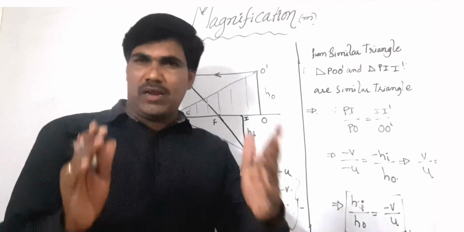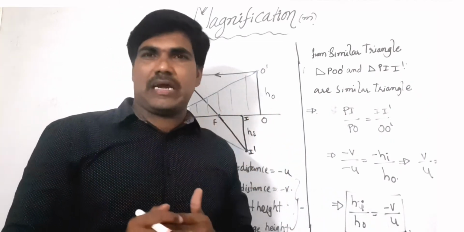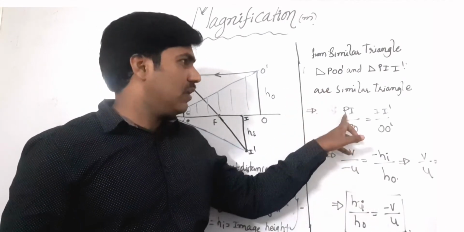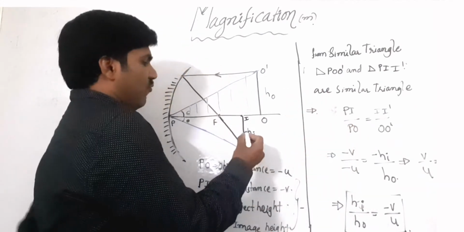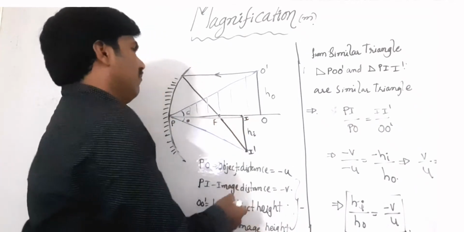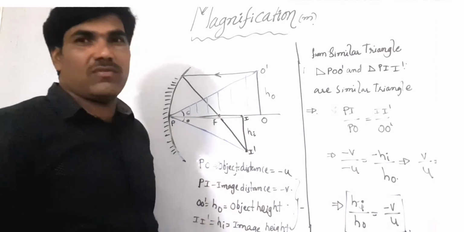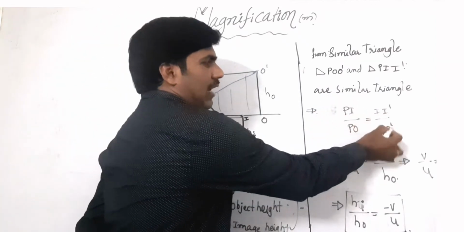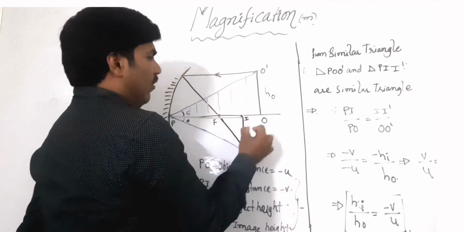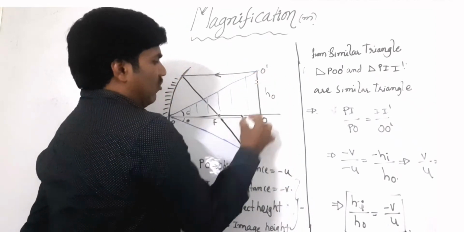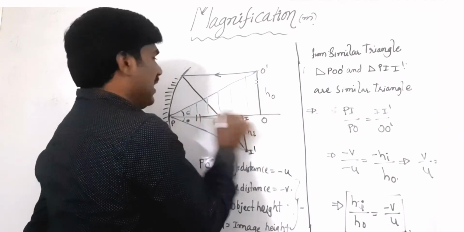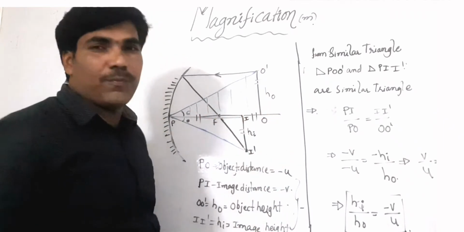You know very well, yesterday we discussed similar triangles. Their sides are in the same ratio. That's why we write the ratio: PI by PO dash is equal to II dash by O dash, II dash by O dash, PI by PO.